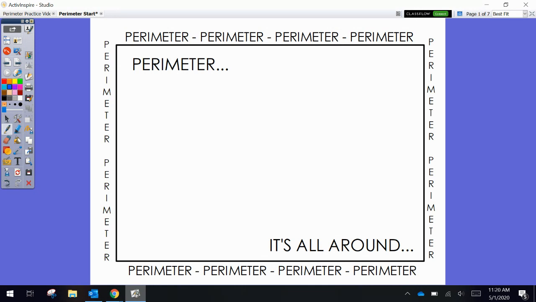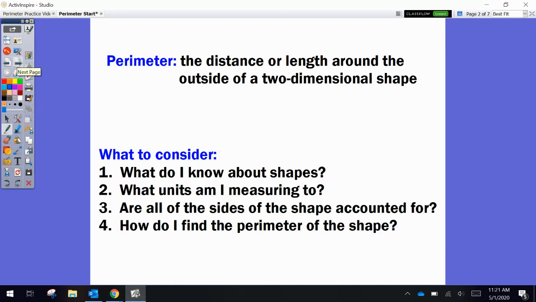Now, I know perimeter is something we have discussed at times this year, but we've never really had a whole unit on it. So, what you really need to know about perimeter is that perimeter is the distance or length around the outside of a two-dimensional shape. So we're not talking about 3D shapes here. We're only talking about 2D shapes.